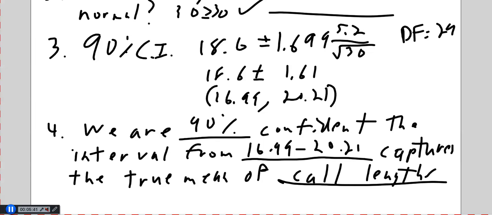So you have the formula in your packet, but it's very simple. You start off with the mean, plus or minus your t-score that you use the t-table to get. This is standard deviation. This is the square root of the number. All you do is fill in the numbers, crunch the numbers, get your range, and then pretty much copy the statement, filling in the blank.